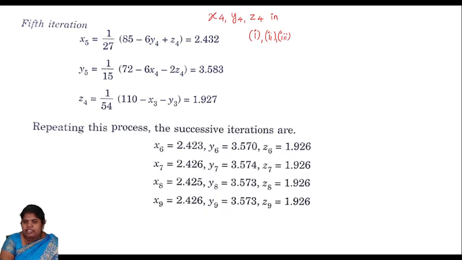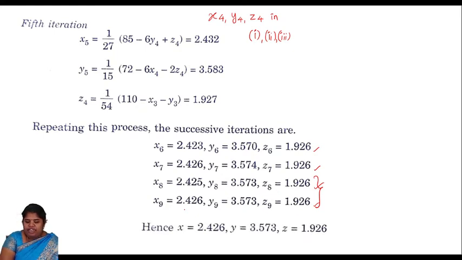So repeating this process, x6, y6, z6 and substituting x6, y6, z6, we get x7, y7, z7 and the 8th iteration and 9th iteration. Okay. So, if we compare the 8th and 9th approximation, the values are approximately equal. So, we can stop here.